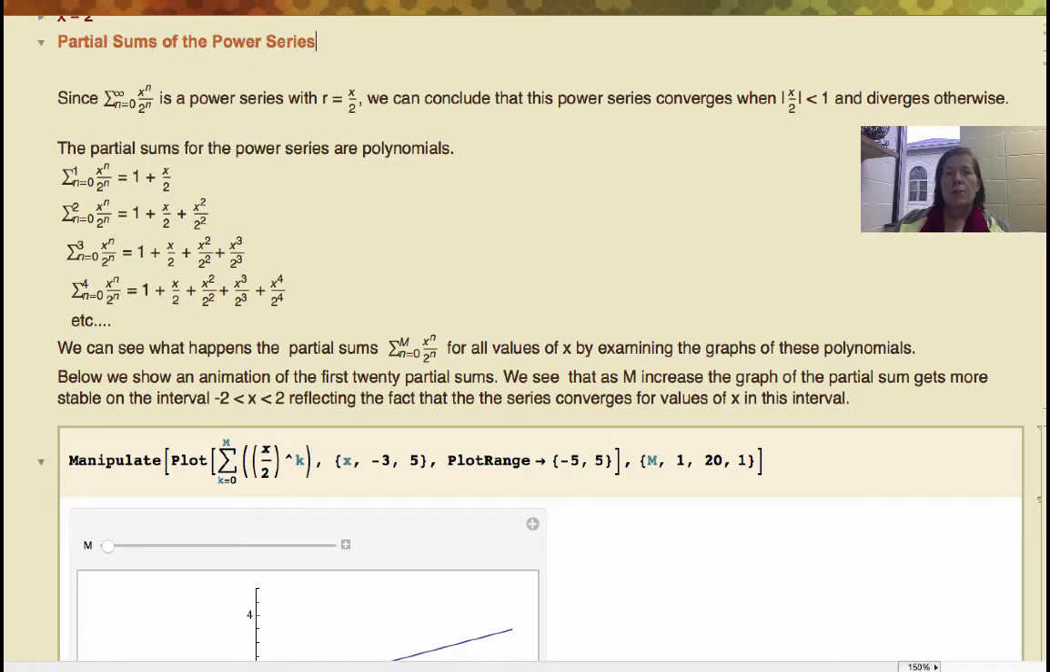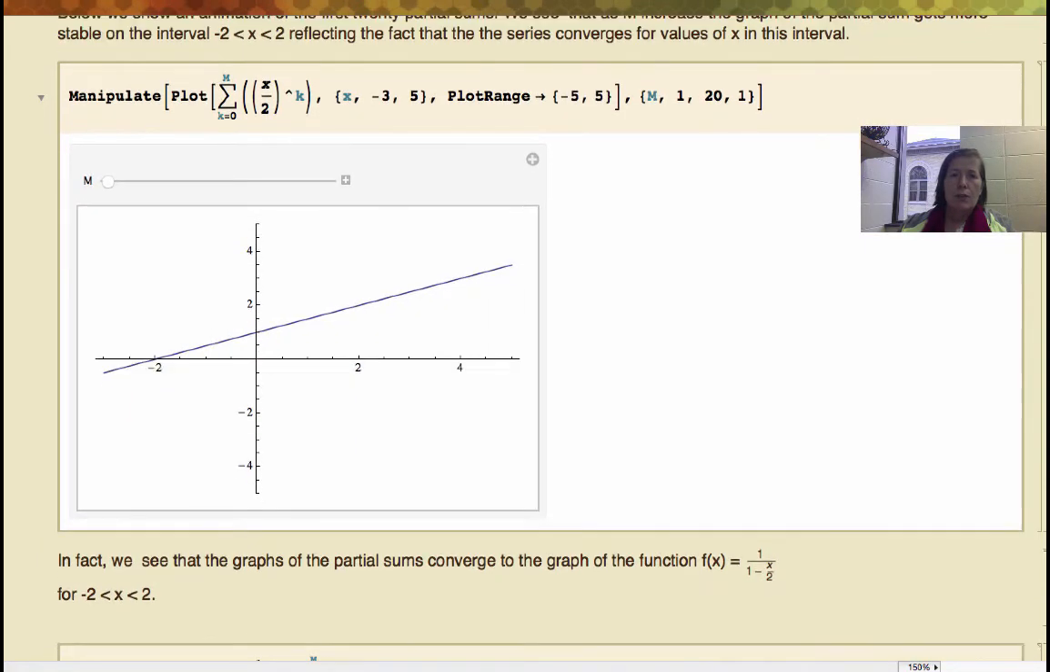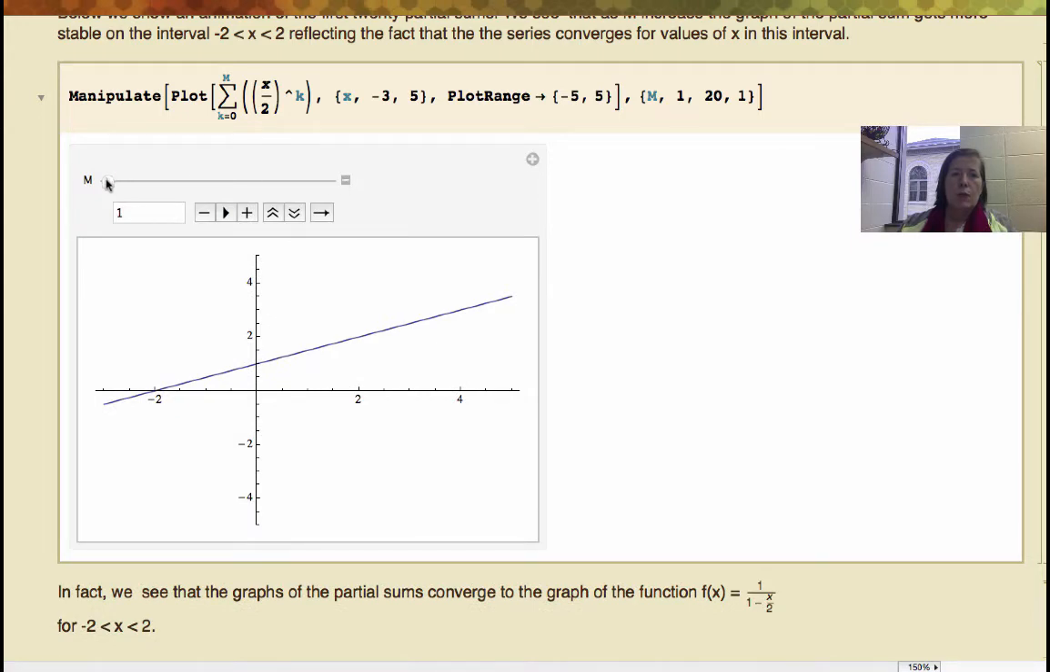So let's look at the partial sums of this power series as a function of x. As before, the partial sums here are polynomials of x. They're 1 plus x over 2, 1 plus x over 2 plus x squared over 2 squared, 1 plus x over 2 plus x squared over 2 squared, plus x cubed over 2 cubed, etc. And of course the mth partial sum is the sum from 0 to m of x to the n over 2 to the n. So we've created an animation which graphs the polynomial, which is the mth partial sum here, as m increases from 1 to 20.